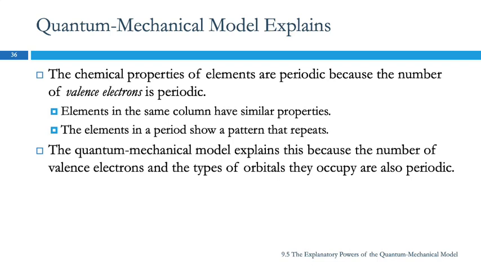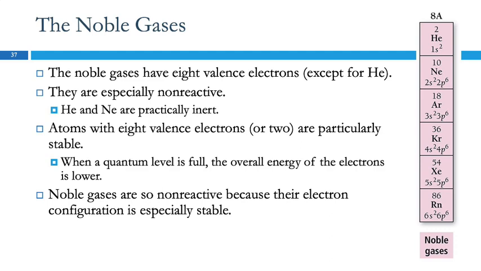So quantum mechanics says those patterns repeat because the number of valence electrons and the type of orbitals that they occupy also repeat. So we'll look at a couple of different groups in the periodic table. The noble gases, group 8A.